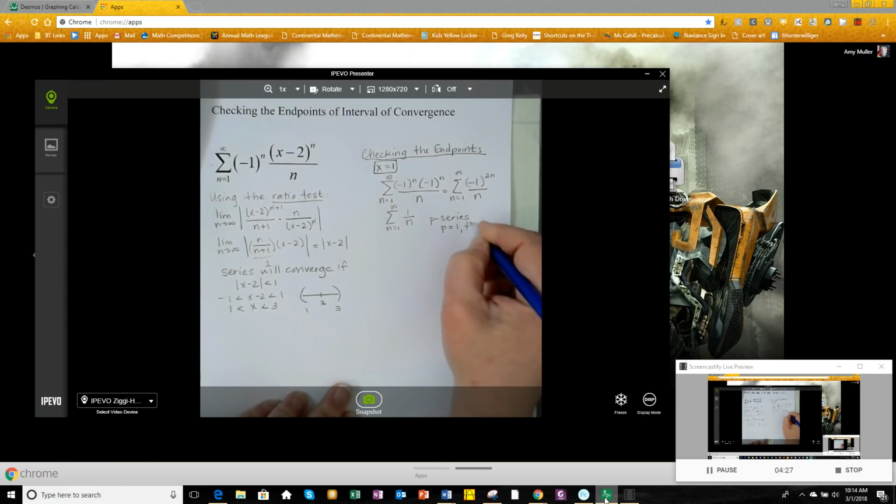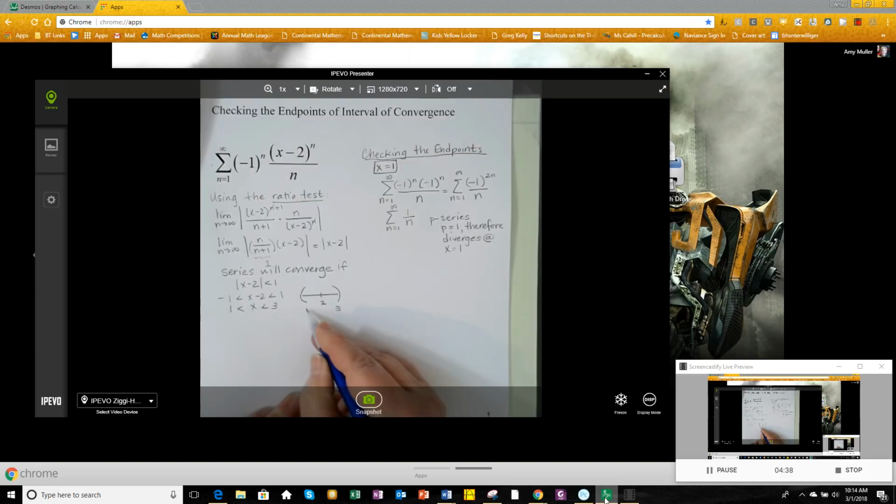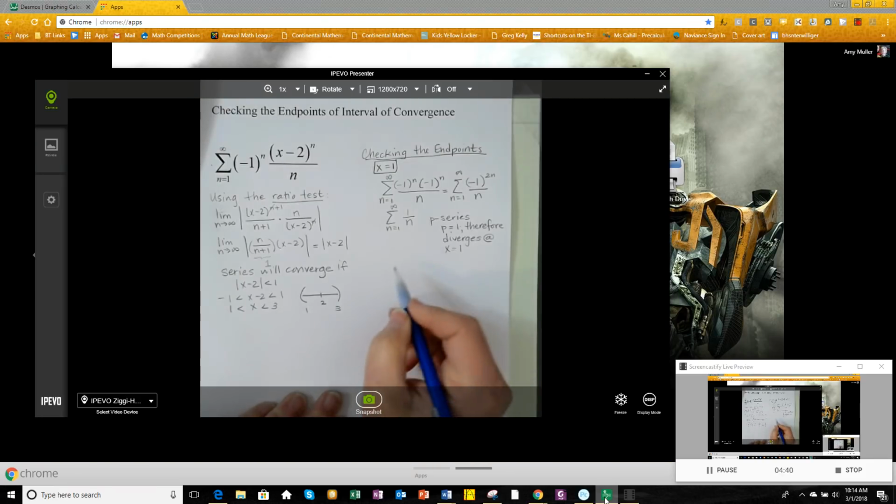Therefore, it diverges at x equals 1. So this is going to remain open here for that endpoint.